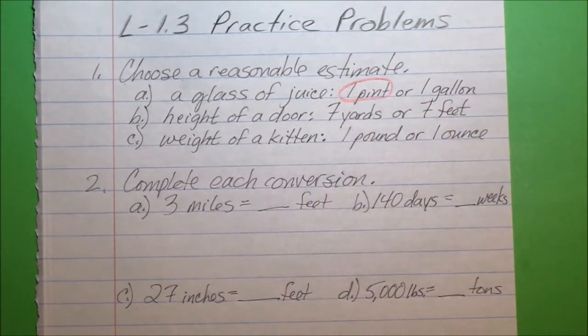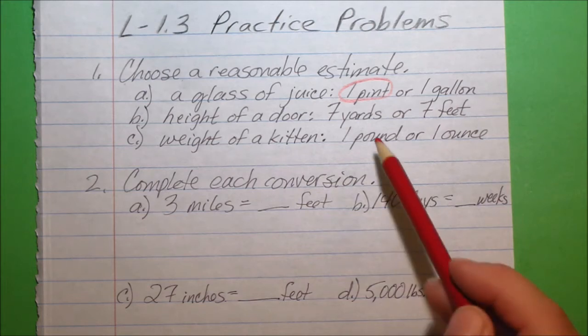All right? Now, the height of a door, is it 7 yards or 7 feet? Well, let's remember that there are 3 feet in a yard. So 3 times 7 is 21 feet. Is it reasonable that a door would be 21 feet high? Okay, in some big buildings maybe, but we're talking about your average door in your average house. Well, let's consider that your average man is about 6 feet tall.